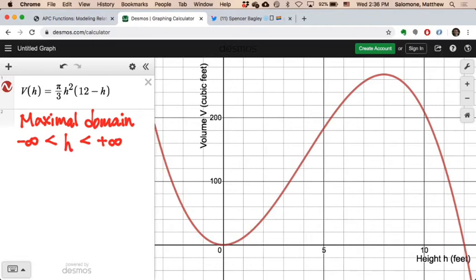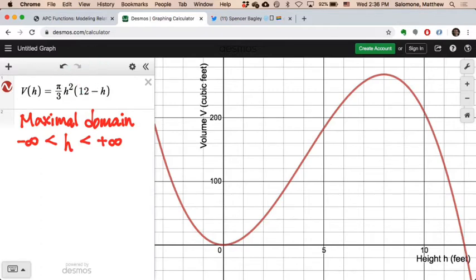Right? One way of understanding the domain of a function is to just take its graph and squish the graph down onto the horizontal axis. See how much of the horizontal axis is covered by the graph. And this graph extends all the way to the right horizon and all the way to the left horizon on the xy plane. So every real number h is part of the maximal domain for this.